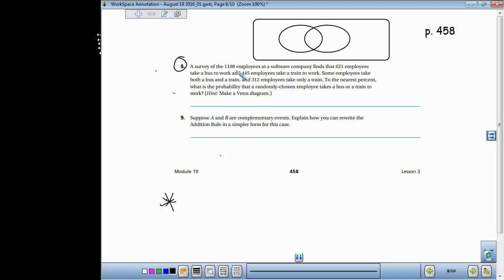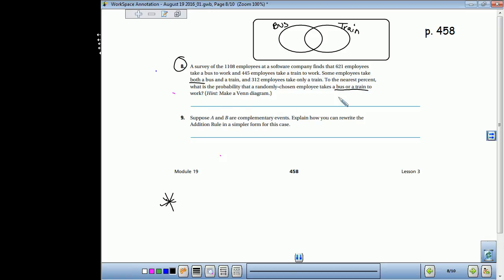Anyway, here we have a survey of 1,108 employees, and we find that 621 employees take a bus to work, and 445 employees take a train to work. So we have 2 things going on here. We have the bus, and we have the train. Some employees take both. Are they mutually exclusive? No. If some of them do both to get to work, then no. 312 only take the train. Find the probability that a randomly chosen person takes the bus or a train.